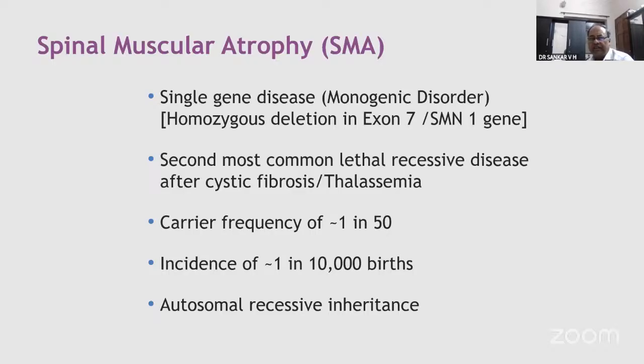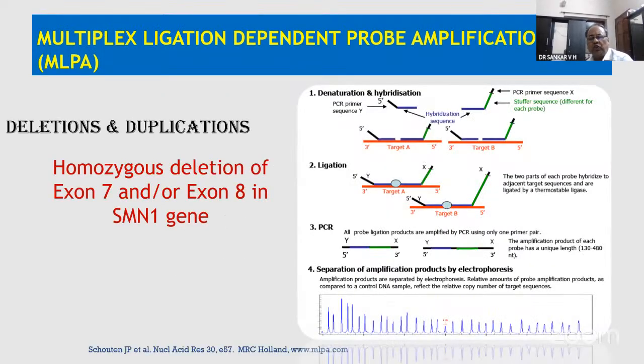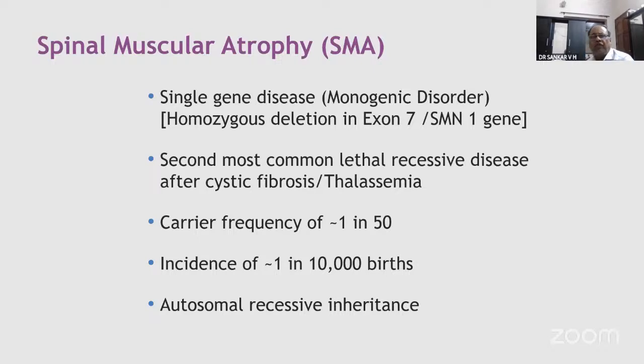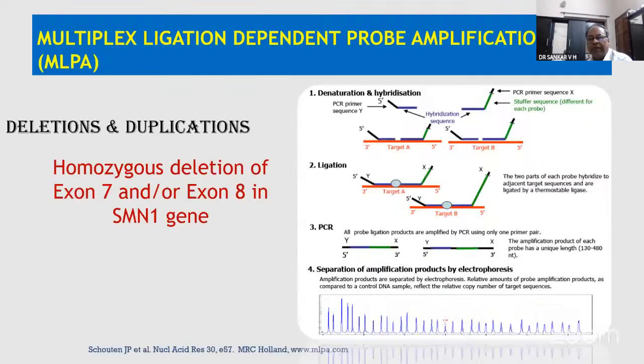It is the second most common lethal recessive disease. Carrier frequency is 1 in 50, incidence is 1 in 10,000, and it is an autosomal recessive inheritance. So which test will we do for spinal muscular atrophy? Since it is a deletion of exon 7 of the SMN1 gene, you have to do the test called MLPA. Not NGS, not sequencing, not karyotype, nothing. The test is MLPA, which helps to detect deletions and duplications.